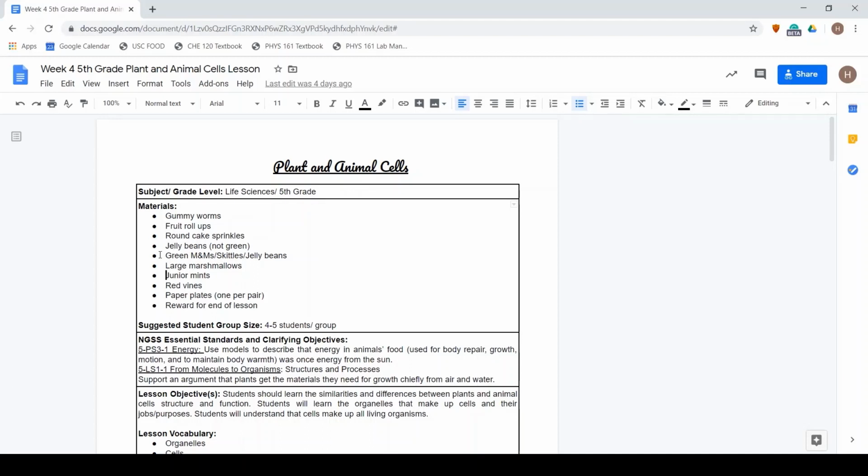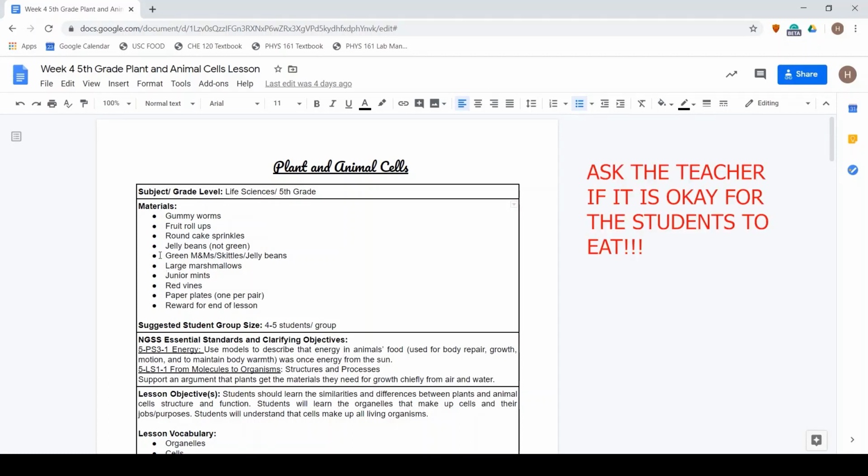Looking at the materials list, you can tell your students are going to enjoy this lesson when you see the gummy worms and fruit roll-ups and all these other sweets and candies that they're going to get a chance to work with and potentially eat at the end of the lesson.